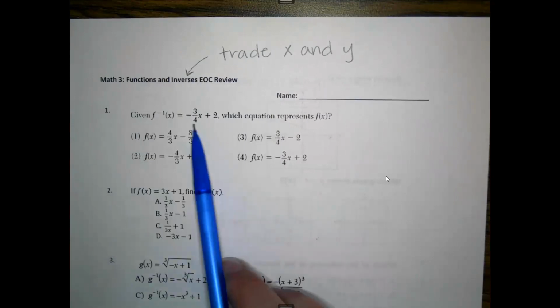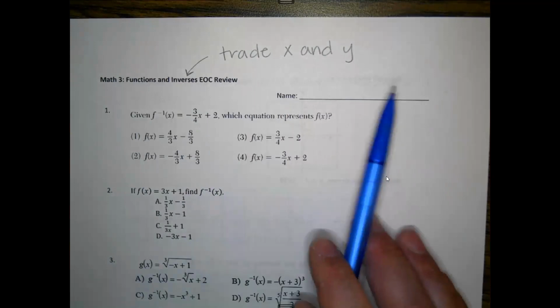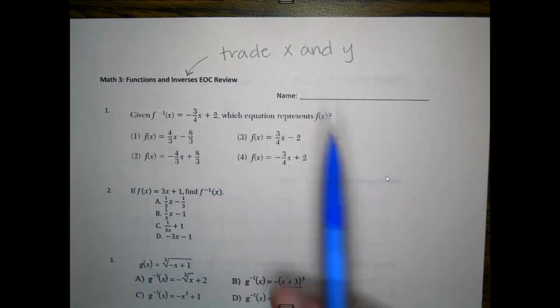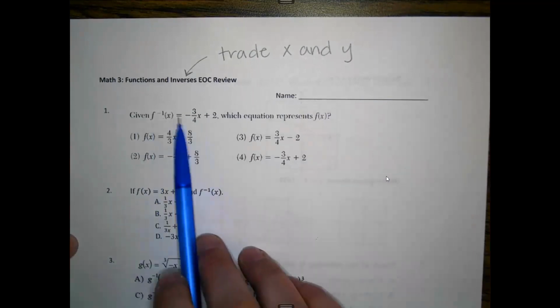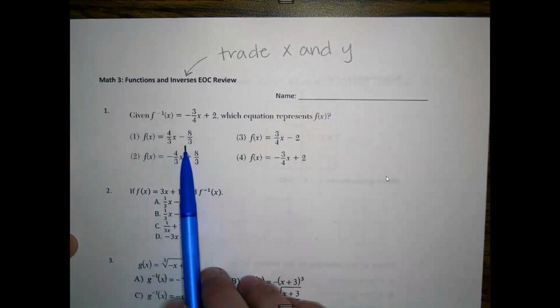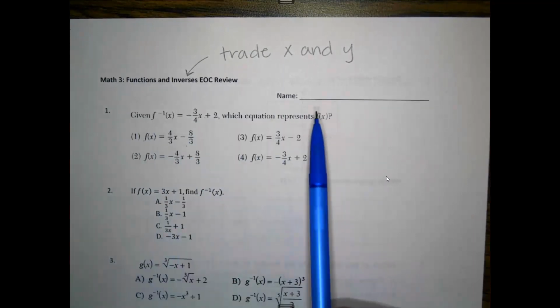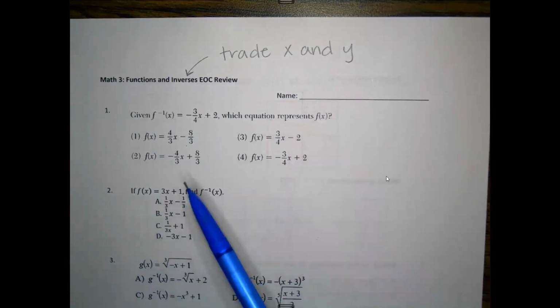So the cool thing about these is that we're going to trade the X and Y, and then with Desmos, we're actually going to be done with the whole problem. If we didn't use Desmos, we couldn't do that, but with Desmos, that's what we can do. So here it tells you that the inverse is this, and it wants you to find what the original function was. So all you're going to have to do is trade X and Y, and then we're going to graph the problem, graph the answers, and see which ones match up.